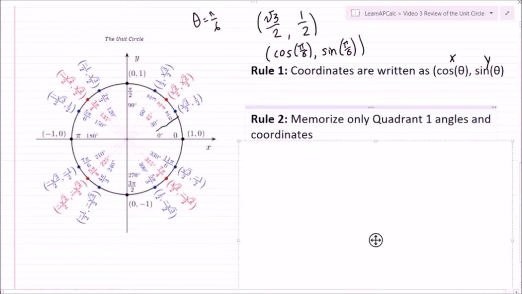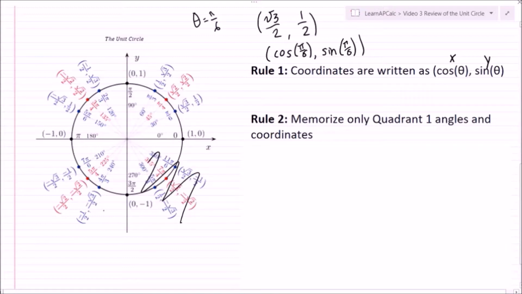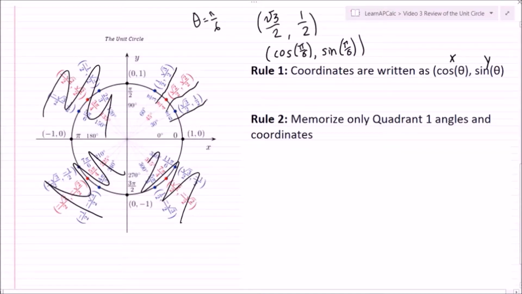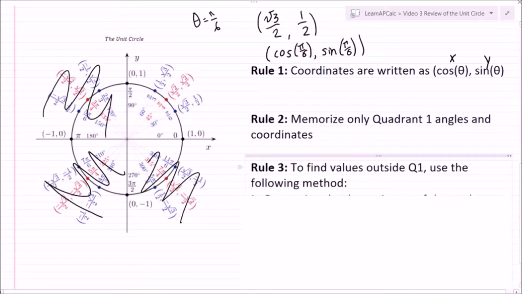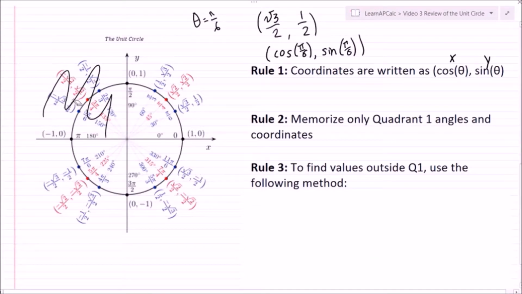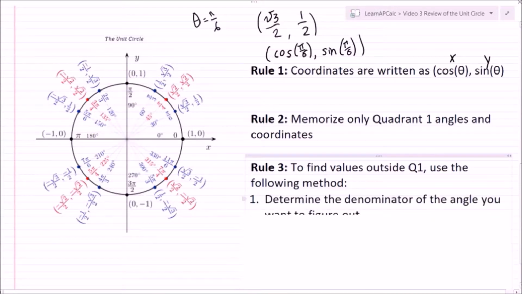My second rule is that if you're having trouble memorizing the unit circle, memorize only the quadrant 1 angles and coordinates. So we can basically forget about these angles for a second. Just memorize these ones right here: pi over 3, pi over 4, and pi over 6. Now once we have that done, we can use a simple method to find all these other angles, the values at those angles that we haven't memorized.